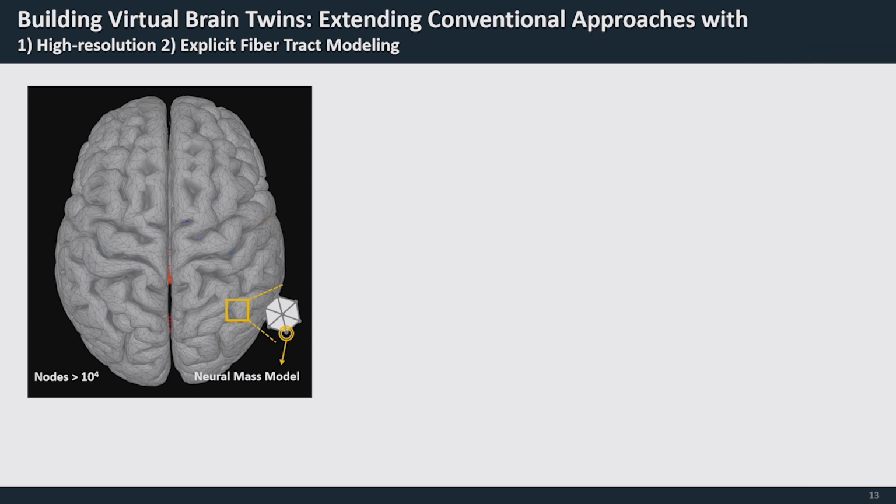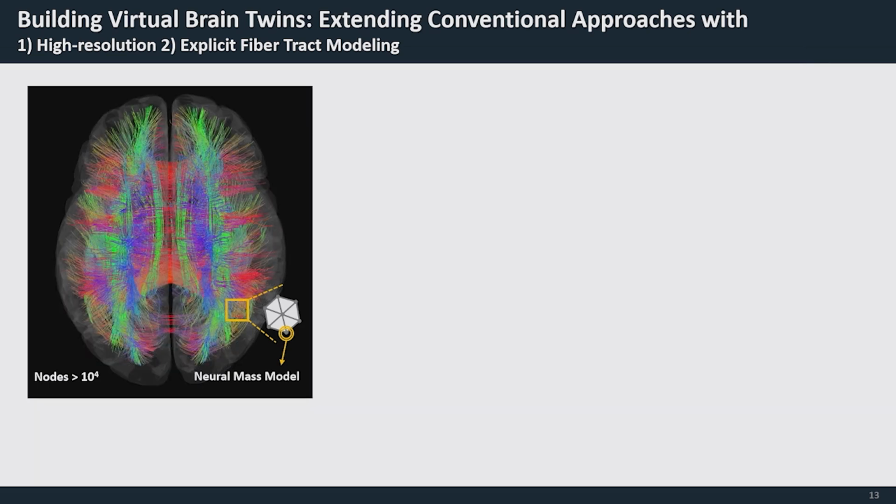But to achieve this, we extended the traditional virtual brain modeling framework by combining two factors, high resolution and explicit fiber tract modeling. So the high resolution model was constructed by placing neural mass models into the vertices of the brain surface mesh, regardless of the specific brain atlas. And through the explicit modeling of fiber tracts, considering location and their geometries, each fiber tract could be activated and selectively stimulated.